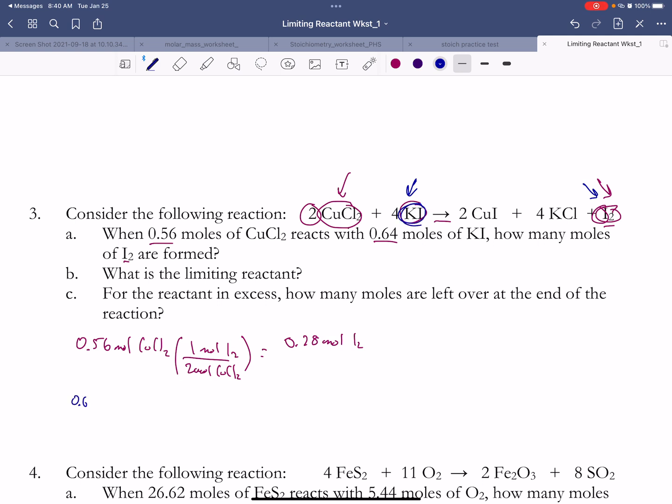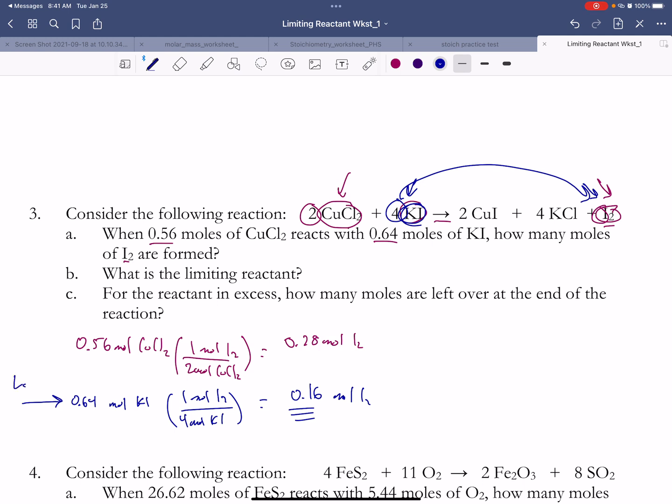Well, we have 0.64 moles of potassium iodide, and the molar ratio between these two things is 4 to 1. So 4 moles of KI will get you 1 mole of I2. So it's really just 0.64 divided by 4. I believe that's 16, so 0.16 moles of I2. So if you think about it, the potassium iodide is the one that's going to run out first, right? You can tell because it produces less iodine. So again, that's how we determine the limiting reactant. So this one right here is the limiting reactant.